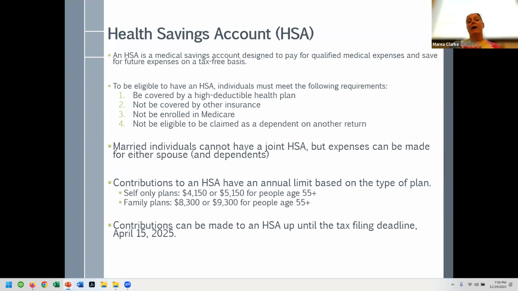There are some limits about how much you can contribute to that based on whether it is yourself only and what your age is, or if it's a family. Contributions can be made up to the filing deadline as well. So if they wanted to put some extra money in, that could happen. Usually this is something that happens as a regular withdrawal from your paycheck. You have $25 every paycheck that goes to your healthcare savings account.